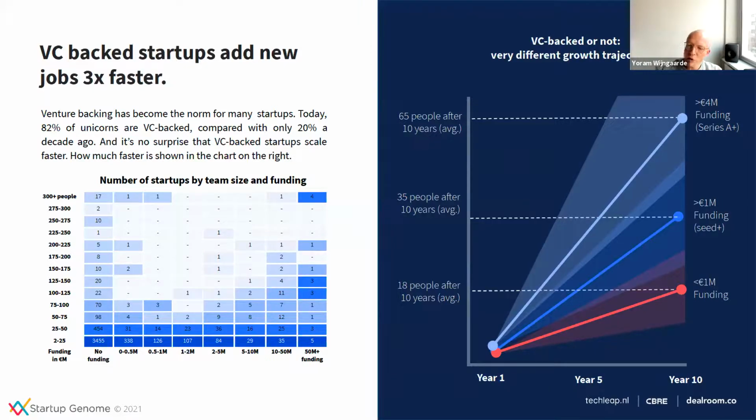The red line shows the growth trajectory of a startup that's not VC backed. And then the blue lines show, with 1 million of funding or with even more funding, what the impact is. This is the impact on job growth, but also growth of the company. It shows, by the way, that before a company really gets to scale, it can easily take 10 years. So you need to be patient. Not every startup blitz-scales to hundreds of people within 3 years. 10 years is actually pretty normal. So this is just showing what you can do with data.